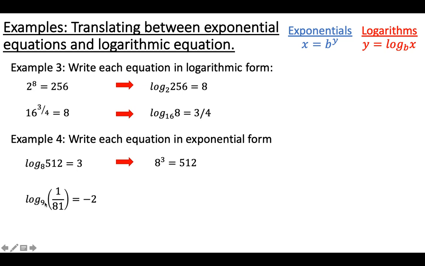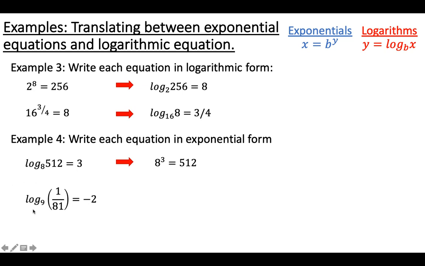Log base 9, and then we got the fraction 1 over 81 equals negative 2. Okay, so we already talked about how don't freak out just because there's a fraction. You're literally just moving numbers around, so just move it like it wasn't a fraction. And now we've got a negative in here too, but more good news, it doesn't matter. You're just moving pieces around and putting them in a new spot, so it does not matter that the negative is there. Just bring it with, okay?